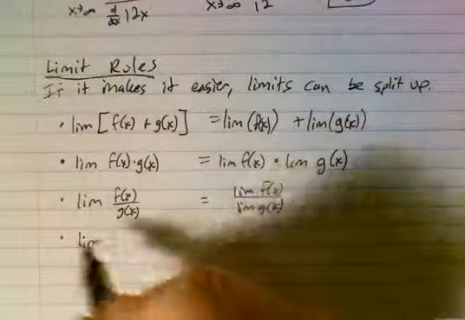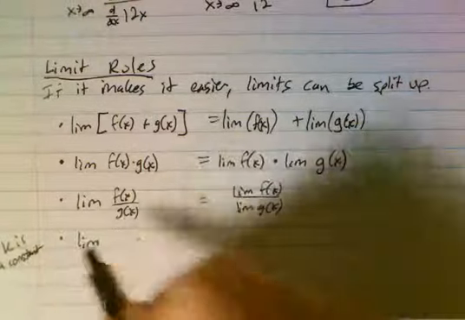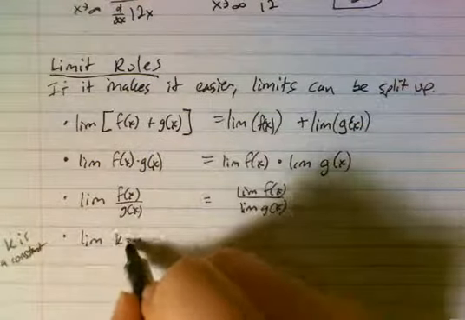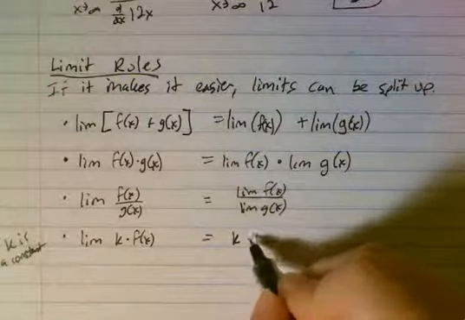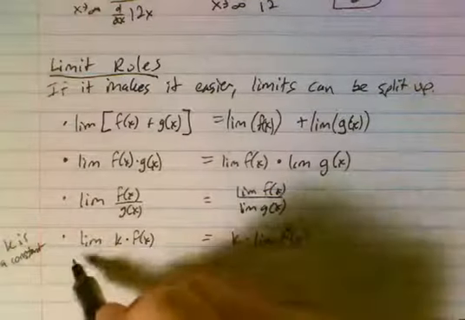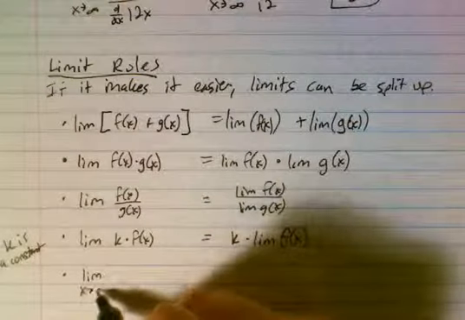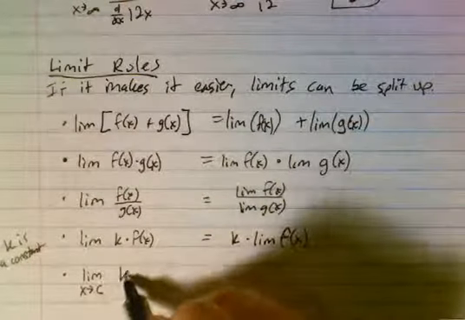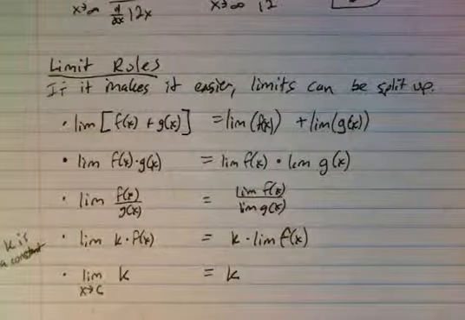And a couple where k is a constant. Limit of k times f of x. This one is like the derivative rules. k times the limit of f of x. And also the limit as x approaches some letter c of k, where k is a constant, is just k, because there's no x for us to plug in for.